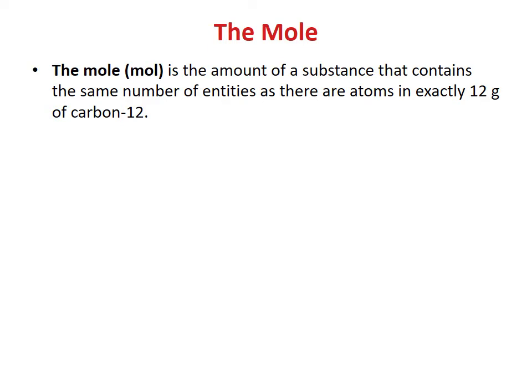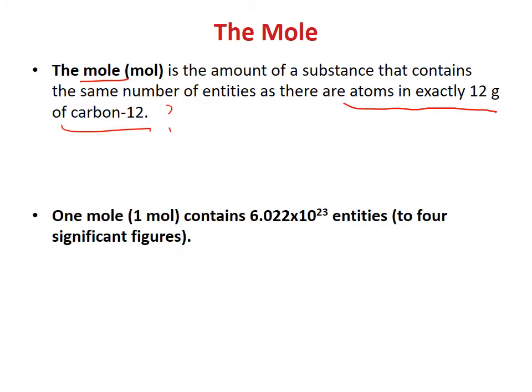In chemistry, there's an important concept called mole. The mole is defined as the amount of substance that contains the same number of entities as there are atoms in exactly 12 grams of carbon-12. So what is exactly the number of atoms in 12 grams of carbon-12? It turns out that the number is 6.022 times 10 to the 23rd power. So 12 grams carbon-12 contains 6.022 times 10 to the 23rd power carbon-12 atoms.